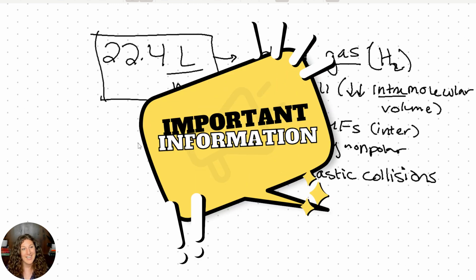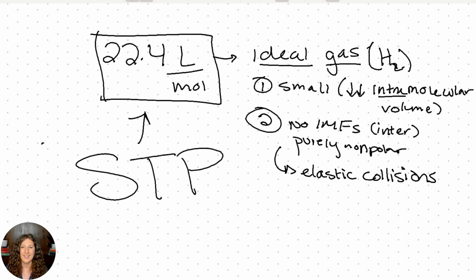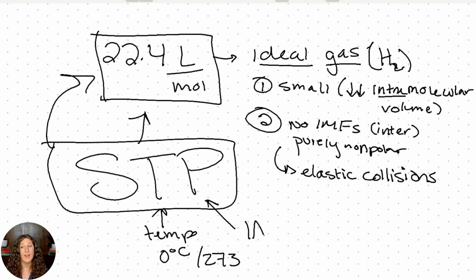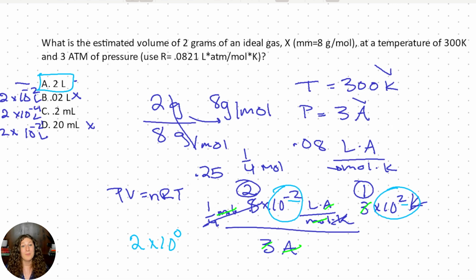But the second rule with this, and this is super important, it needs to be at, I'll write it in big letters, STP. All right, so you're only allowed to use this number if you're at STP. What is that? Standard temperature, which is 0 degrees Celsius or 273 Kelvin, and 1 atmosphere of pressure. So if we think back to our question here, we were at 3 atmospheres and 300 Kelvin. We were not at STP, so we can't just use the molar volume of our gas. We have to go through the whole ideal gas law. Again, we're still in the ideal gas conditions, but we're not at STP.